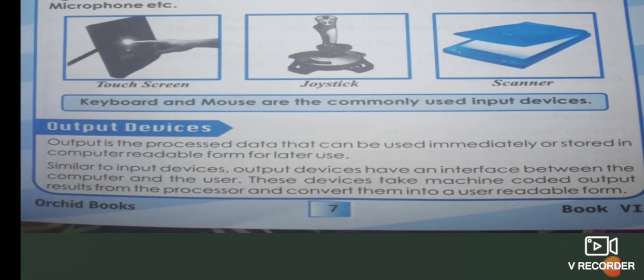The next topic is output devices. Output means the processed data that can be used immediately. Once the data gets processed, for example if you add two numbers, the result will be displayed on the screen through the monitor, or if you want to see the result in printed format, we can attach a printer. This is called output. These are the devices we use to immediately see the result, or to store it in computer-readable form for later use.